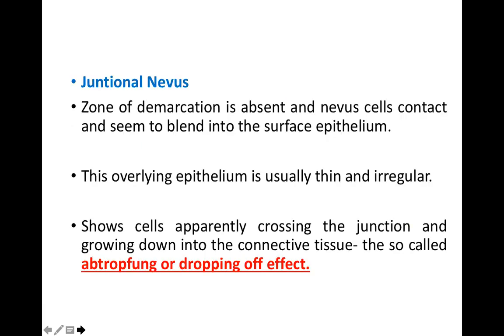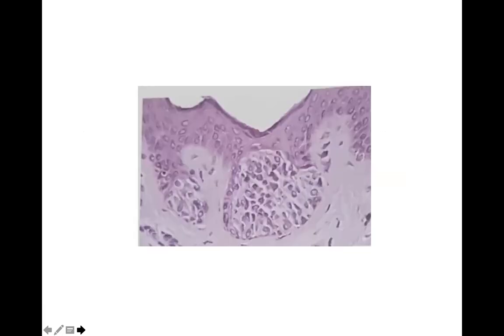In junctional nevus, the zone of demarcation is absent and nevus cells contact and seem to blend into the surface epithelium. This overlying epithelium is usually thin and irregular. It shows cells apparently crossing the junction and growing down into the connective tissue, the so-called dropping off effect. This is very important. So this is the picture.